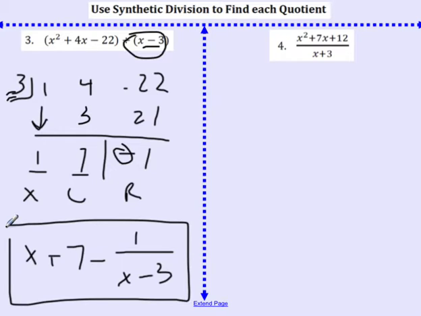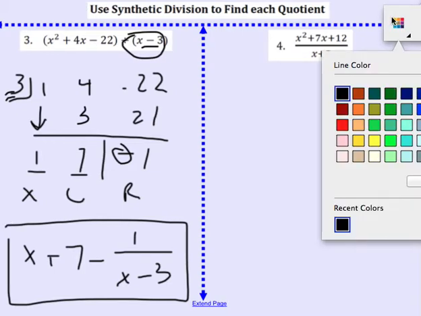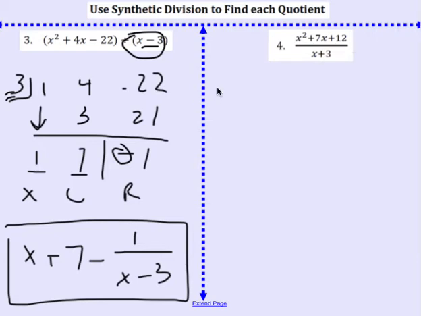Now, number 4 is really no different, because you're just dividing by x plus 3. So in our box, still, let's change colors here just for some excitement in our life. We're going to still have negative 3 in our box, and then 1, and 7, and 12.